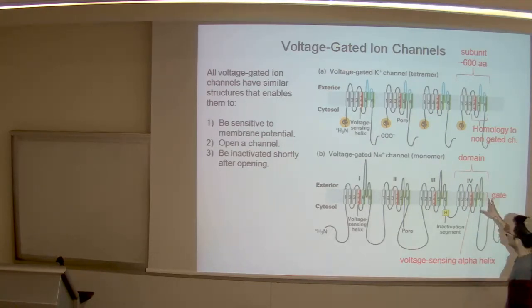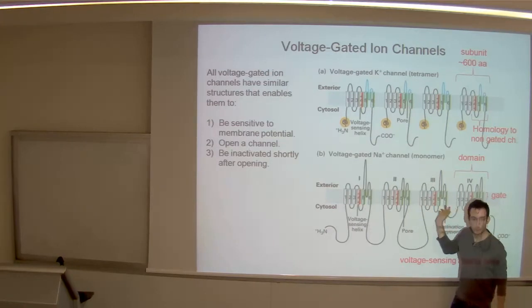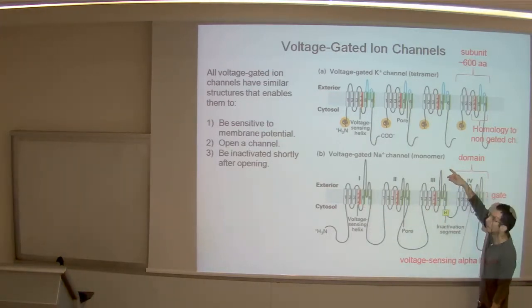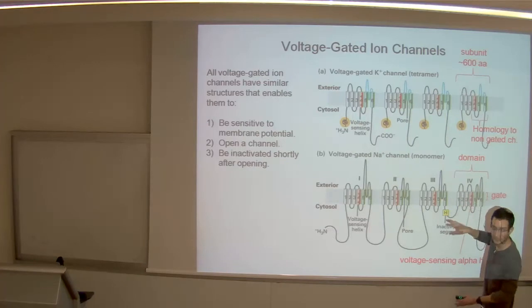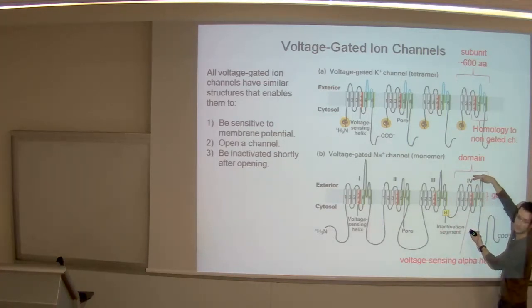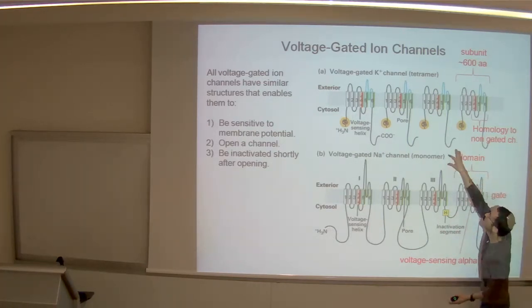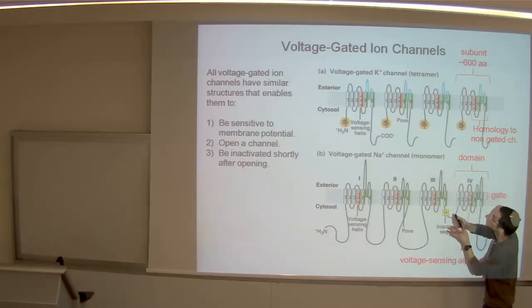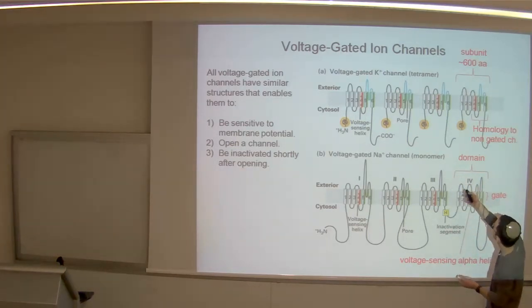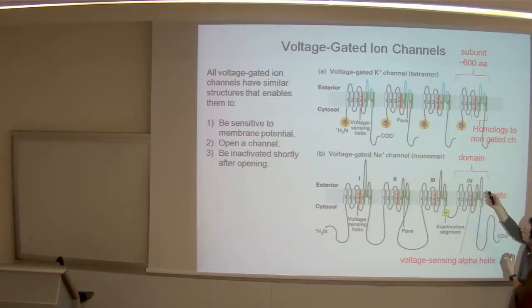The voltage-gated sodium channel is actually a monomeric version of the tetrameric potassium channel. Each domain here should be addressed as a unit in the potassium channel, because there's no continuity in the amino acid chain. These are four distinct units. So the potassium channel is a tetramer, while the sodium one is a monomer. But they have very much in common structurally.